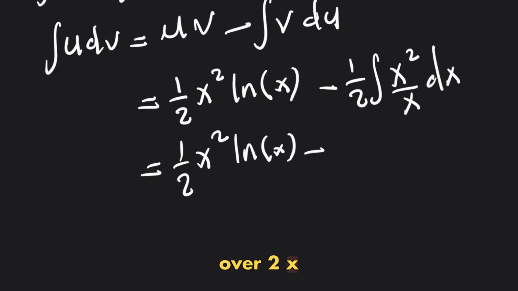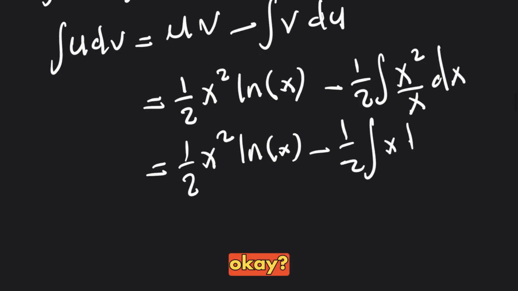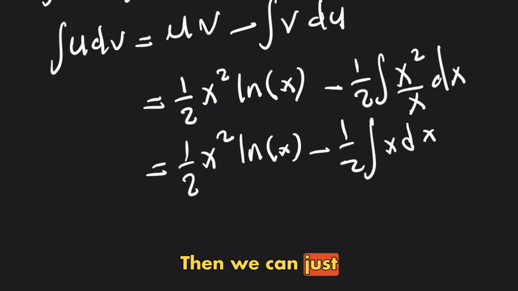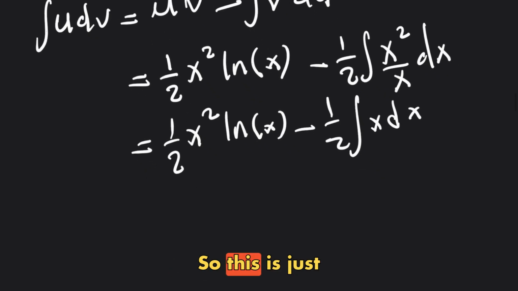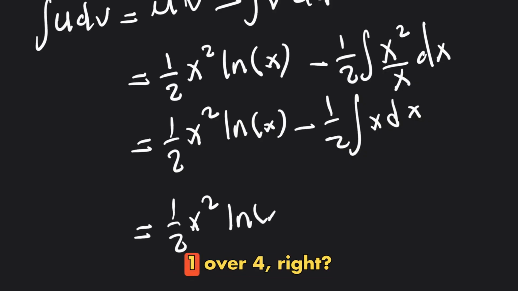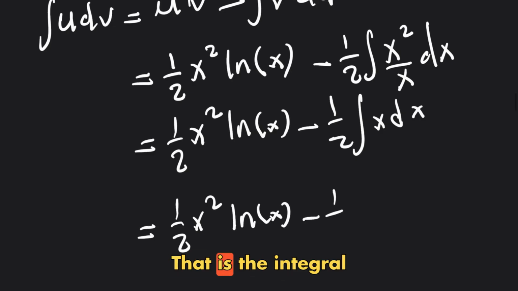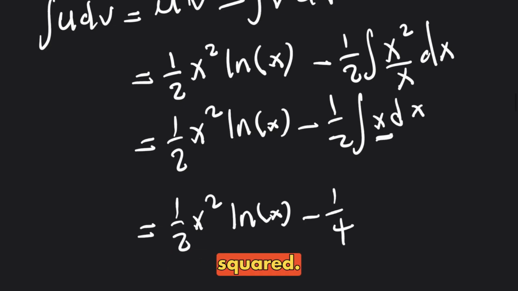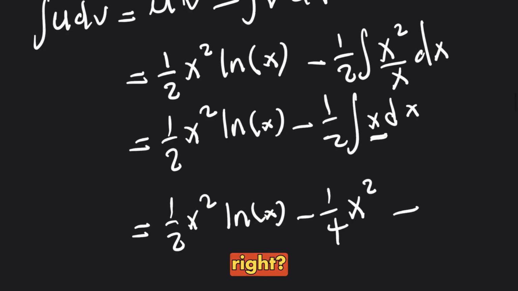So this is just the same as 1 over 2 x squared natural log of x minus 1 over 2 the integral of x dx. Okay, then we can just do the integration. So this is just 1 over 2 x squared natural log of x minus 1 over 4, that is, the integral of x is x squared over 2. We drop the 2, so 1 over 4, and this is x squared plus c, right? So we have that.